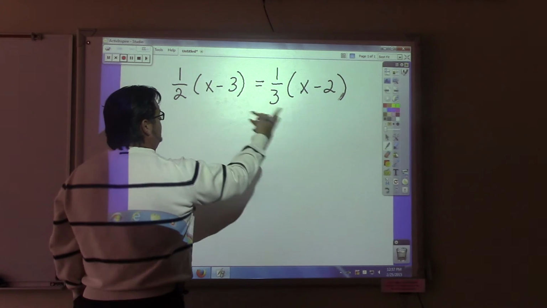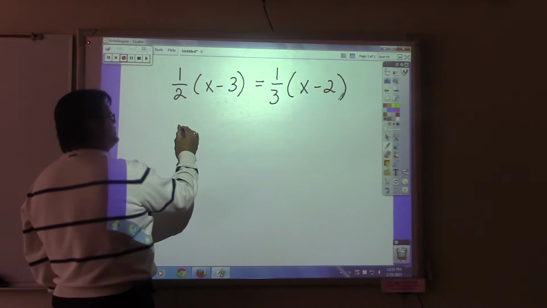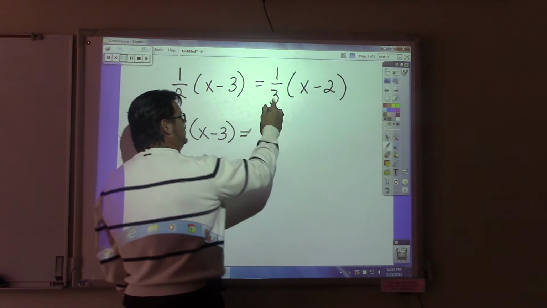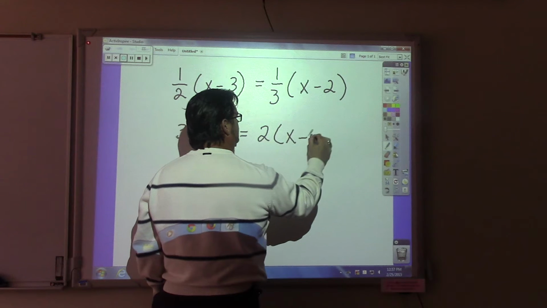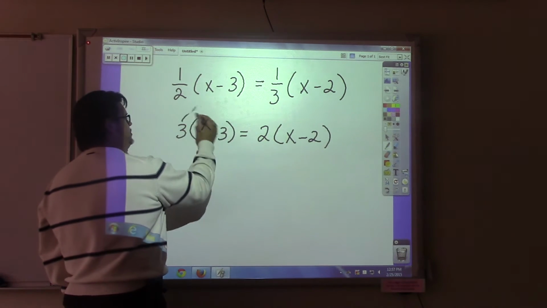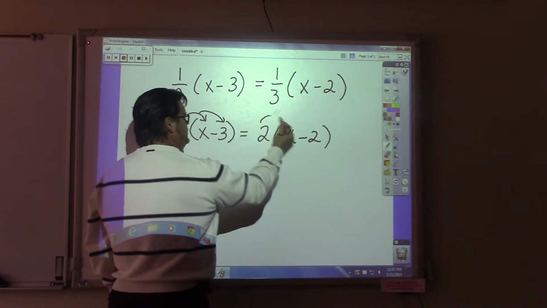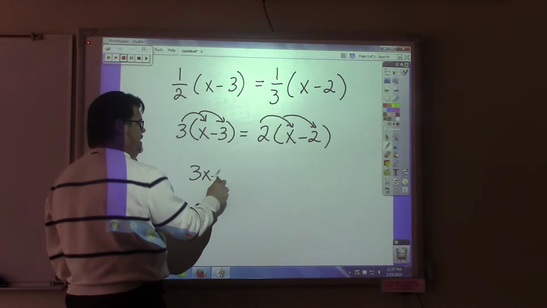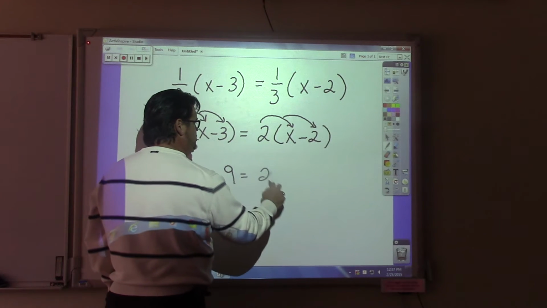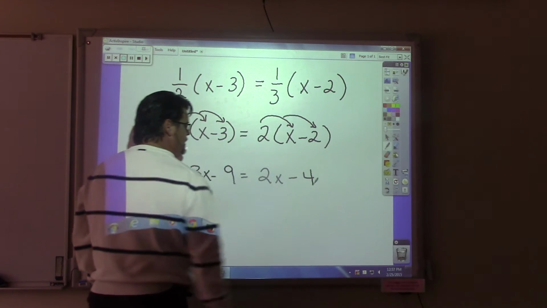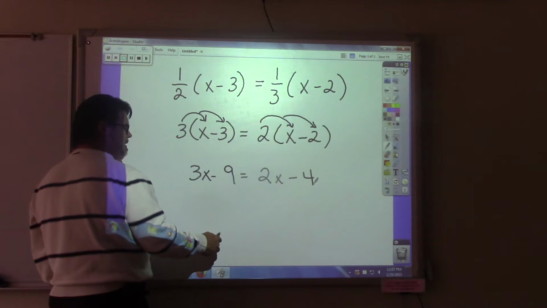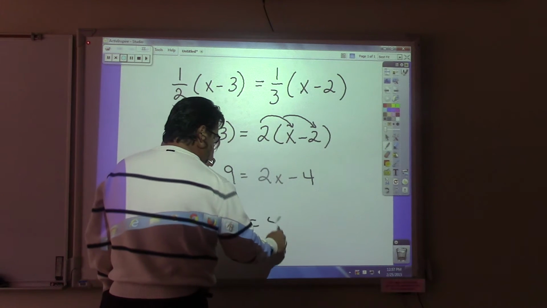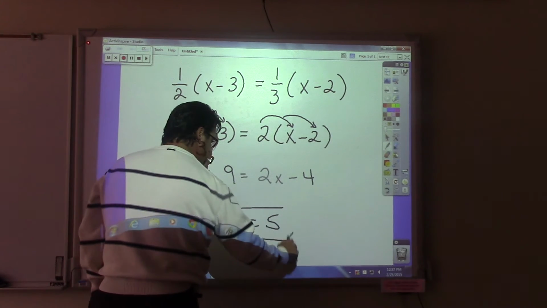So if we multiply through by 6, that's going to give us 3, 2, and then we distribute the 3 and the 2, and we get 3x minus 9 is equal to 2x minus 4. And the 2 comes over, that leaves us with x. The 9 goes over, that leaves us with 5. So x is equal to 5.